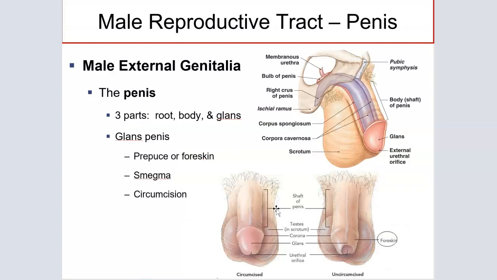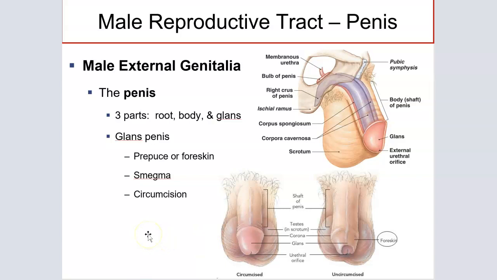So when we look at the penis, obviously it's the copulatory organ, and there's three general parts. You're going to have the root, which is just where it's attached, and then the body, which is the shaft of the penis, and the glans is the tip. Now the glans may or may not have foreskin on it. The foreskin is called the prepuce. This would be circumcised when the foreskin is removed versus uncircumcised.